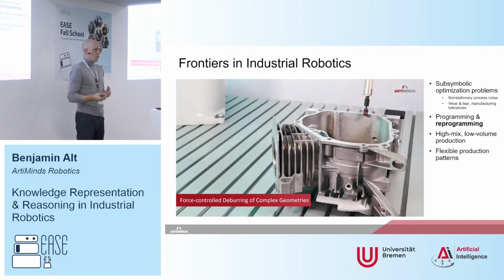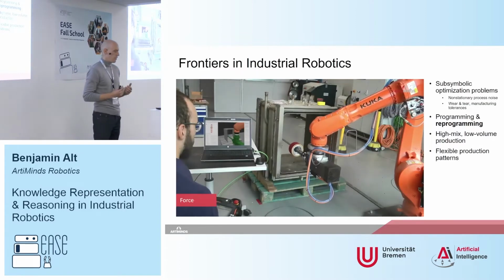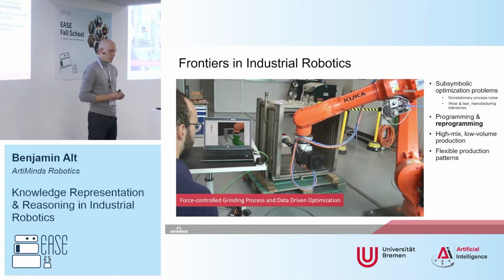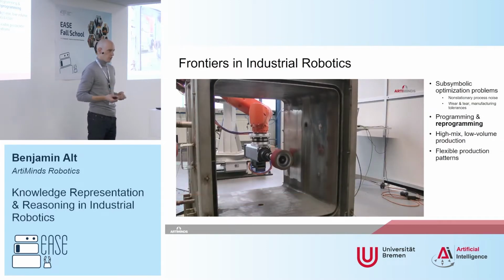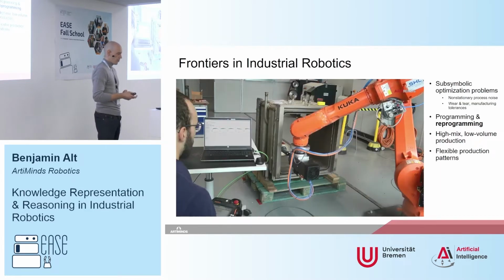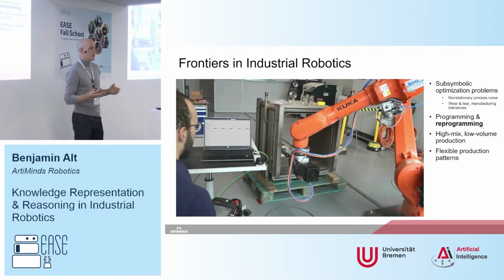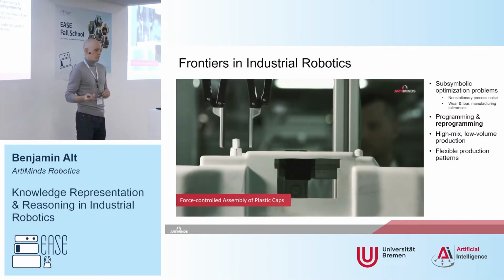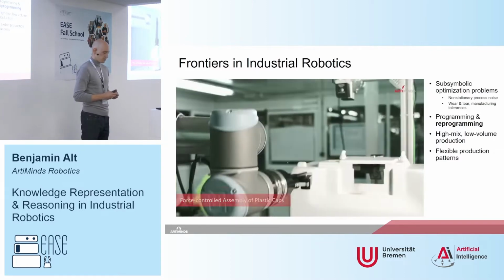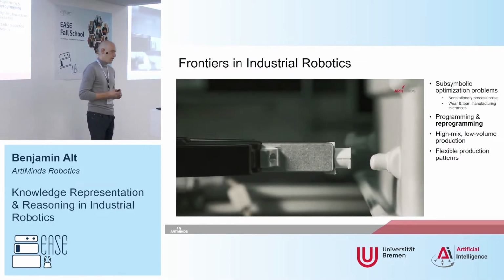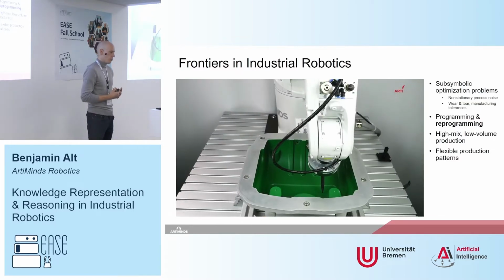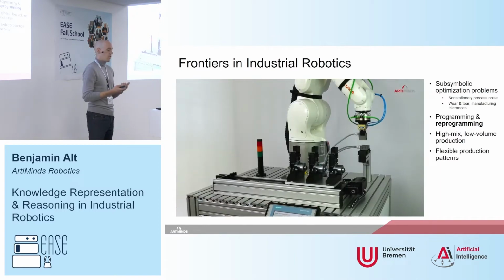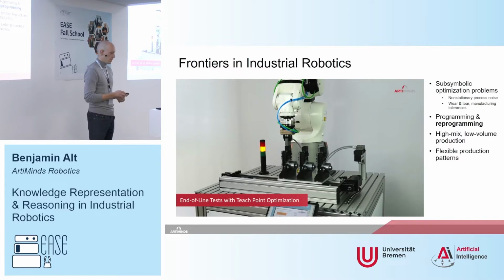You also have high-mix, low-volume production. I talked about this a bit, but this is the pattern that started emerging when you have these more flexible technologies for production that enable every single product to be different. And you have more flexible production patterns, in the sense that you have flexible factories where humans and robots interact, where maybe autonomous transport vehicles in factories also interact with robots. There you need to be much more adaptive than you used to be. These are the difficult problems in industrial robotics that we face, and where we think that knowledge representation and reasoning can help to solve them.